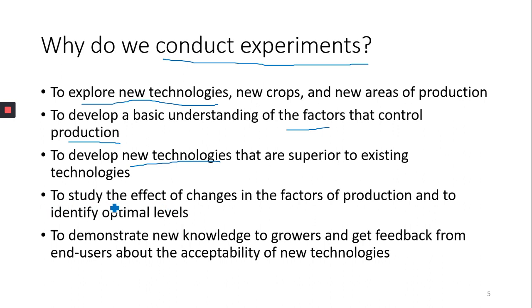We also do experiments to study the effects of changes in the factors of production and to identify optimum levels. We also do experiments to demonstrate new knowledge to growers and get feedback from end users about the acceptability of new technologies. So I want us to look at some types of field experiments. Now, these field experiments are oriented towards applied research.